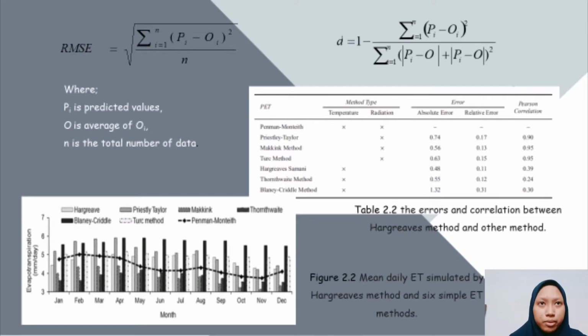So now let's move to the application. Table 2.2 shows the errors and correlation between the Hargreaves method and other methods. For example, the value is more than 0.9 compared to the temperature-based method, which is less than 0.4.